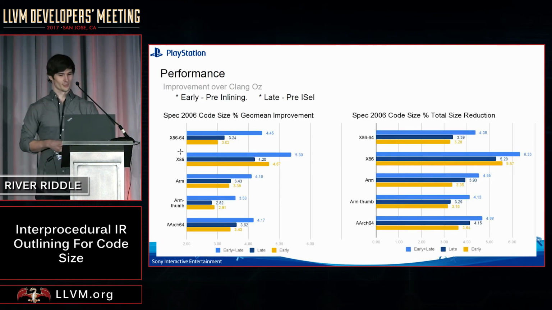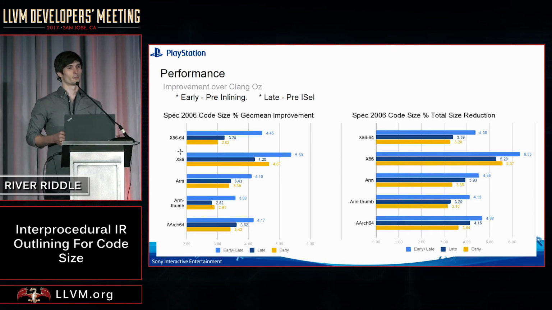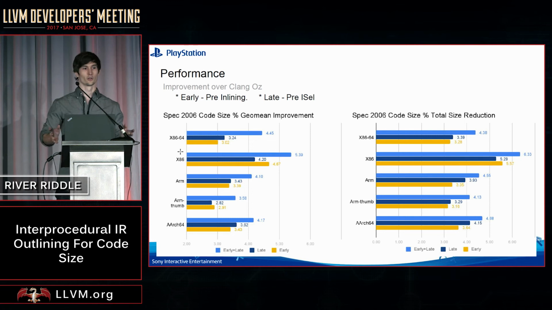So here is a condensed performance overview of what the current outliner can perform on SPEC 2006 over around 5 different target configurations. We have 2 different placements in the pipeline, early, which is pre-inlining, and late, which is pre-instruction selection. You can see that although we don't have as accurate of a cost model as we would at the machine level, we do have fairly good performance for preliminary results. And this is just condensed results. Full details, as well as LLVM test suite, comparisons of the current machine outliner, how close we actually get to estimating the actual size cost of a function, all of this is available online.